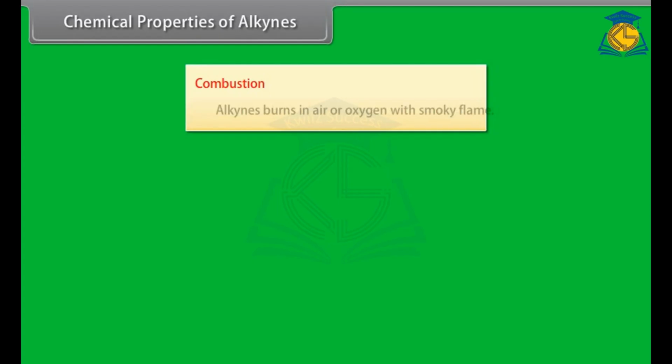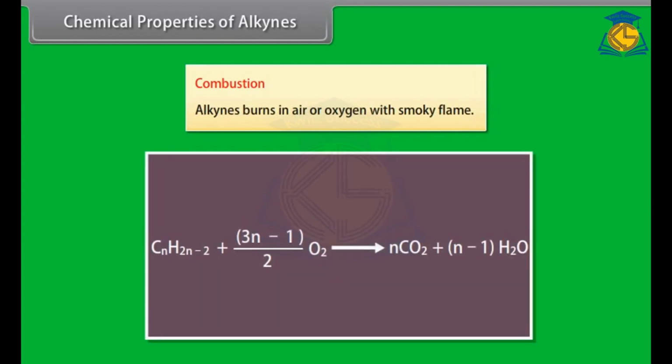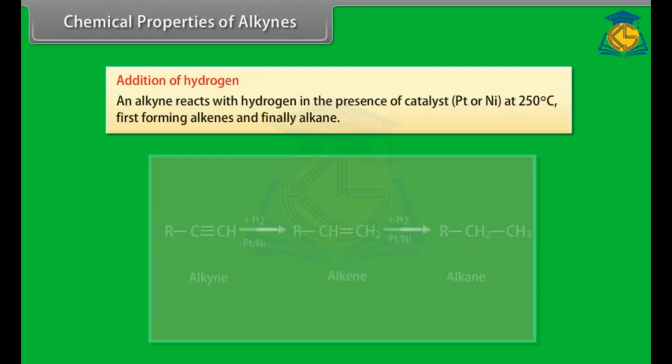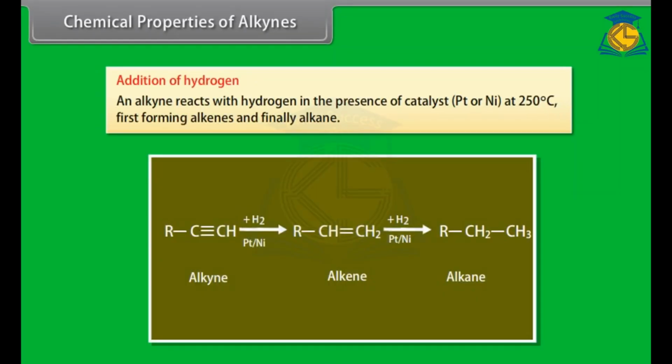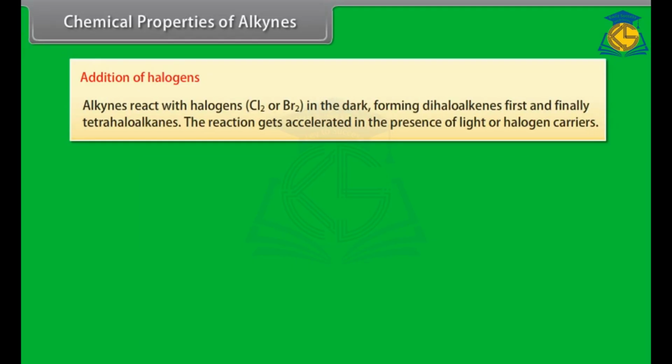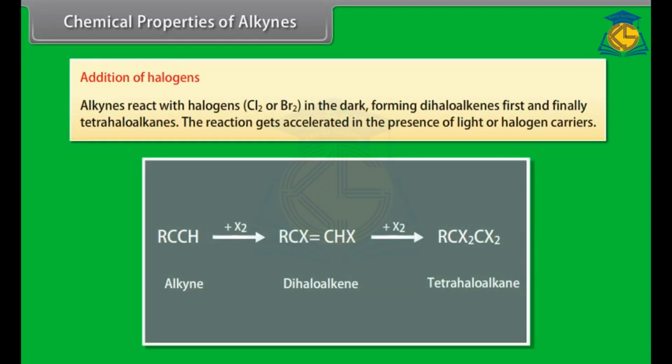Chemical properties of alkynes. Combustion. Alkynes burn in air or oxygen with a smoky flame. Addition of hydrogen. An alkyne reacts with hydrogen in the presence of a catalyst, Pt or Ni, at 250 degrees centigrade, first forming alkenes and finally alkanes. Addition of halogens. Alkynes react with halogens, Cl2 or Br2, in the dark, forming dihaloalkanes first and finally tetrahaloalkanes.